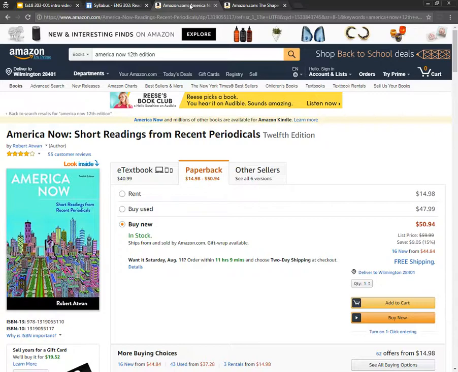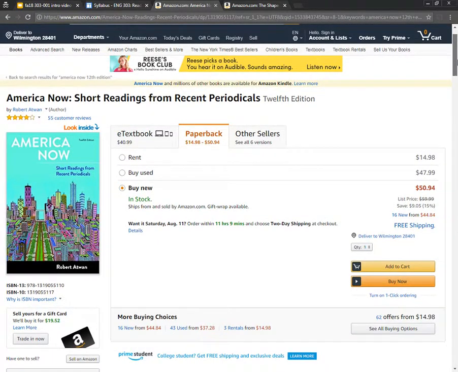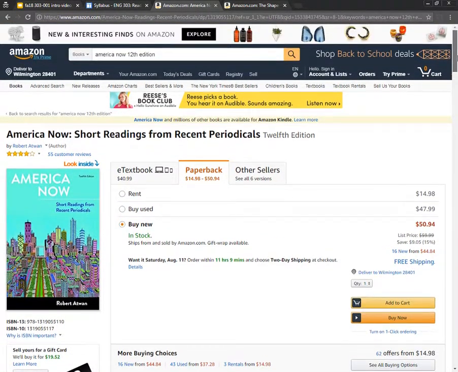America Now, it's in its 12th edition, or at least that's the one we're using. I don't think there's a newer one. It looks like this, but make sure to get the right one because, as I said, it's in its 12th. So there are a lot of others out there, and I think a new one comes basically every 2 years.